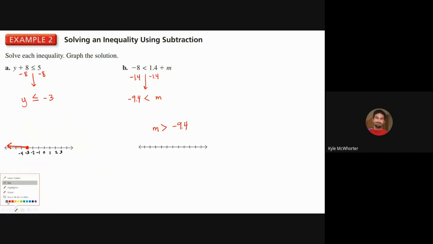So we need to put some numbers on here. So let's say if this was -9.0, this would be right here, -9.1, -9.2, -9.3, -9.4, -9.5, and so on. And we want m to be greater than -9.4.